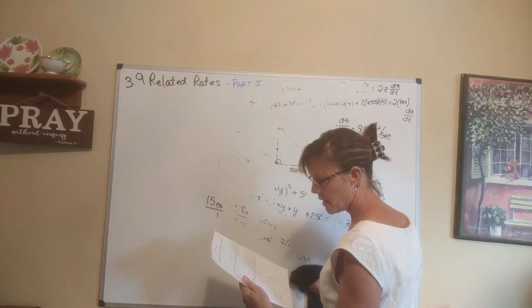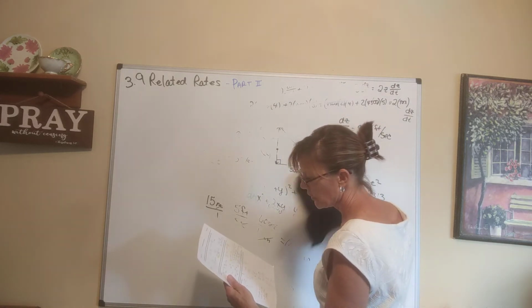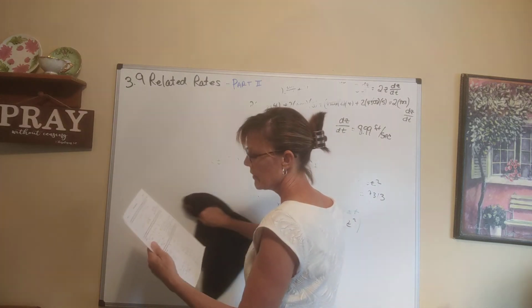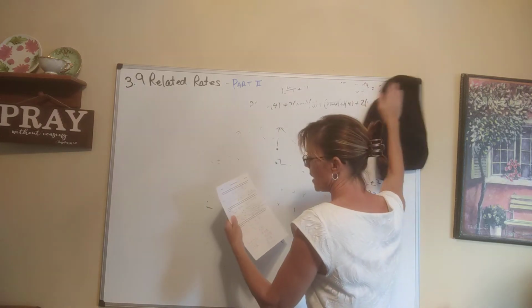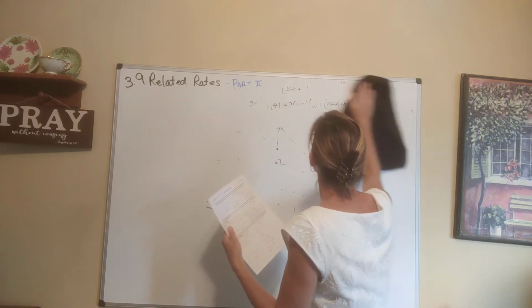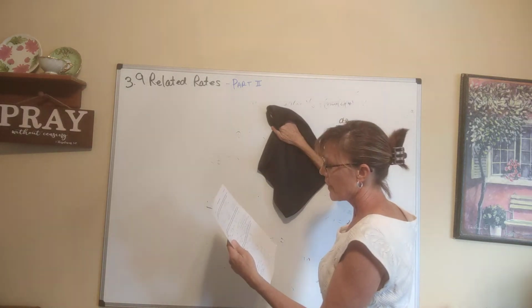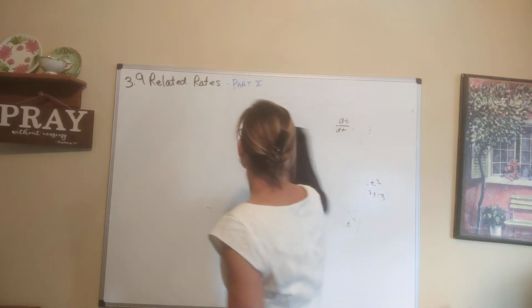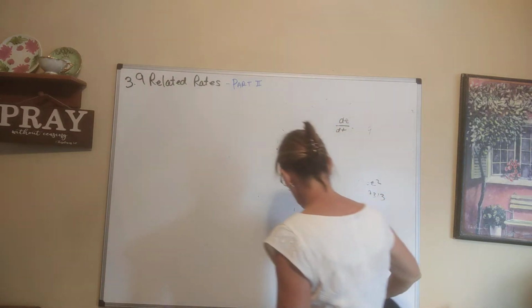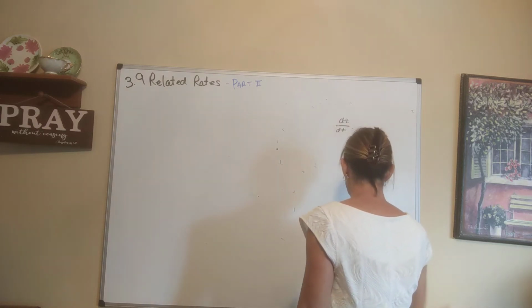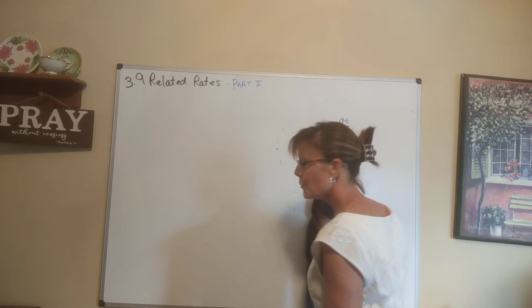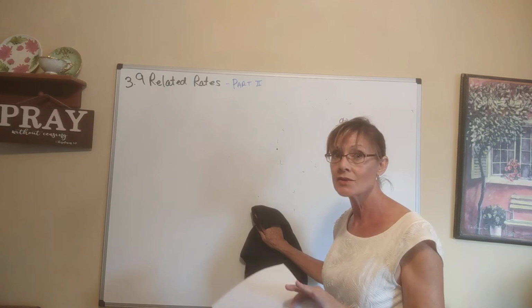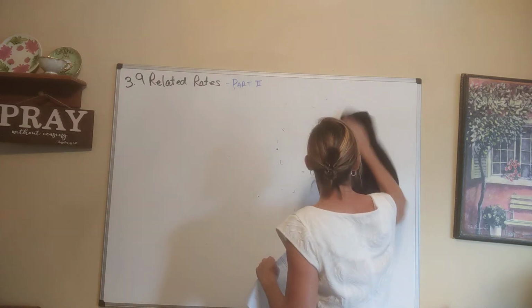So it said a water tank has the shape of an inverted circular cone with a base radius of 2 meters and a height of 4 meters. If water is being pumped into the tank at a rate of 2 cubic meters per minute, find the rate at which the water level is rising when the water is 3 meters deep. Okay, so when you're doing word problems, if you've done many, you probably know that sometimes, for me every time, I have to read the problem more than once, and sometimes several times. So anyway, this is how this one goes.